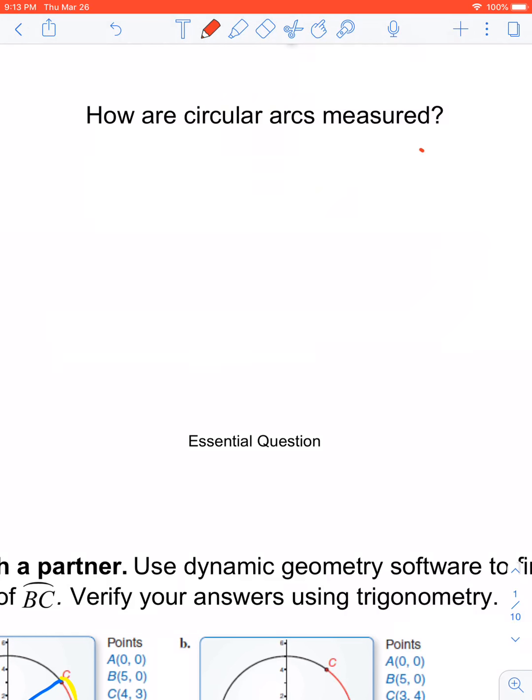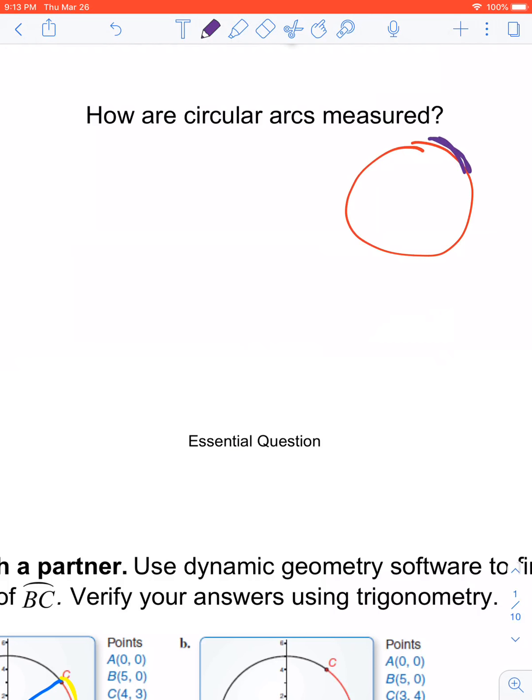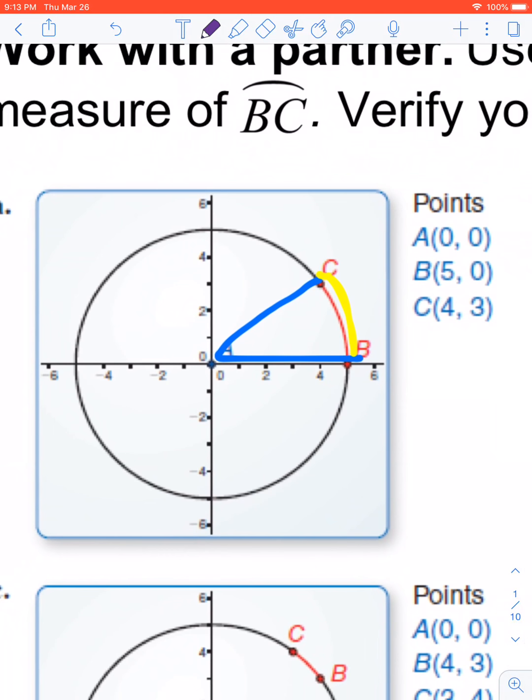An arc is just, if we have a circle, a piece of it. Think of it like the crust on a pizza, or the crust on a piece of pie. Arcs can be measured in terms of their length, like how many centimeters or inches it is, but they can also be measured in degrees, just like we measure angles. Whatever the measurement of the angle is, so let's say this was 30 degrees, then we would also say that this is a 30-degree arc measurement.